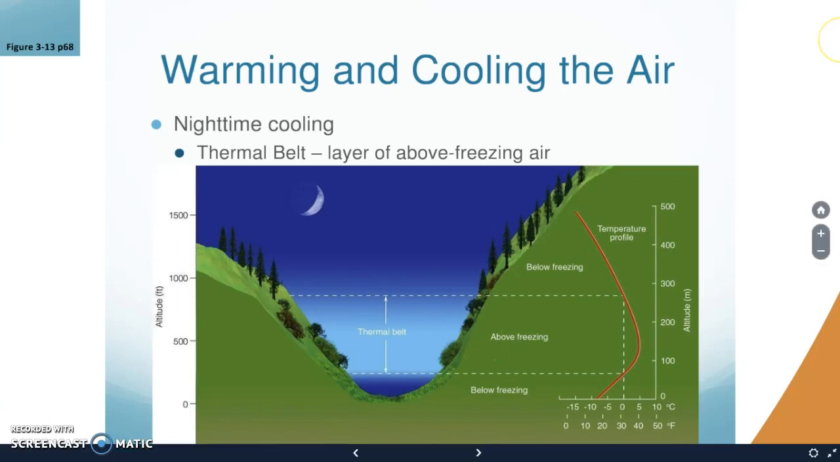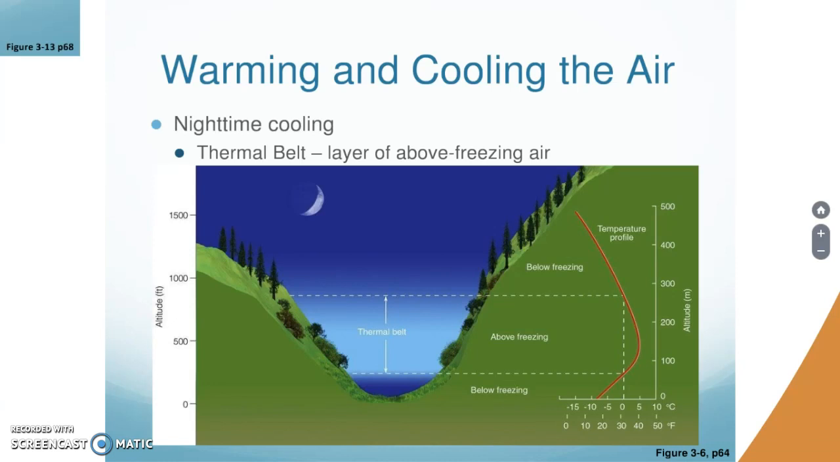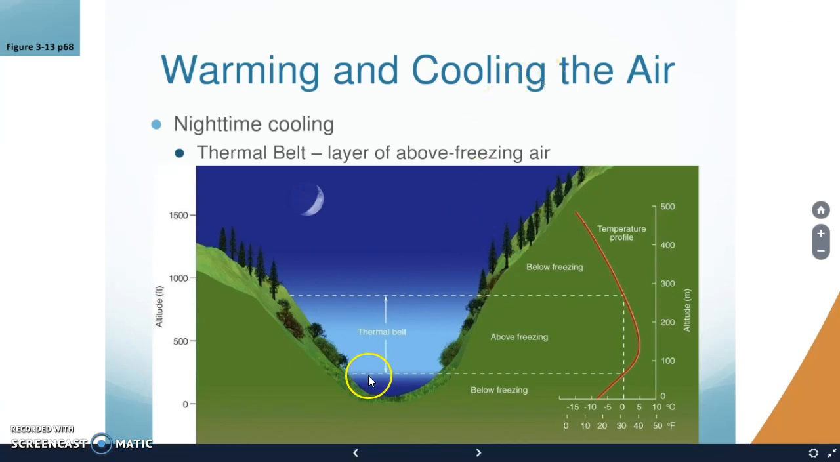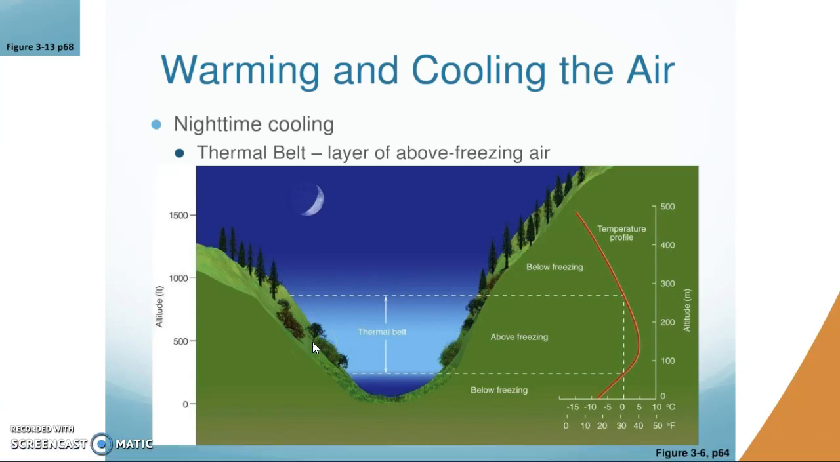This is a good common example of how we use this thermal belt in New England and other northeastern states. Often agricultural areas will not plant things down in the base of the valley, but they will plant crops rather on the hillside. The reason for this is to allow the plants to have a better chance of having temperatures above freezing.